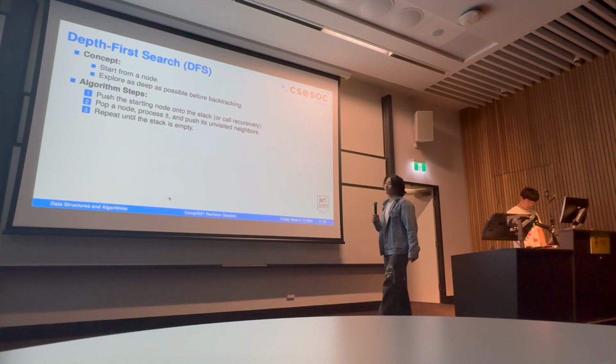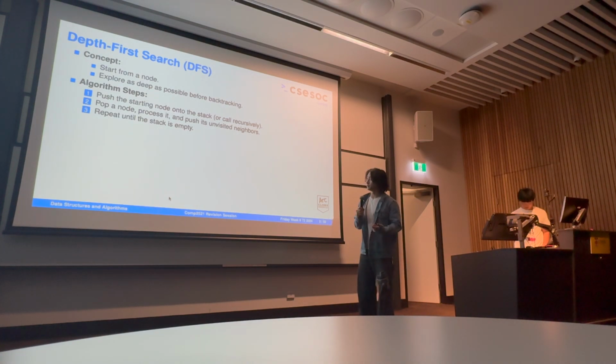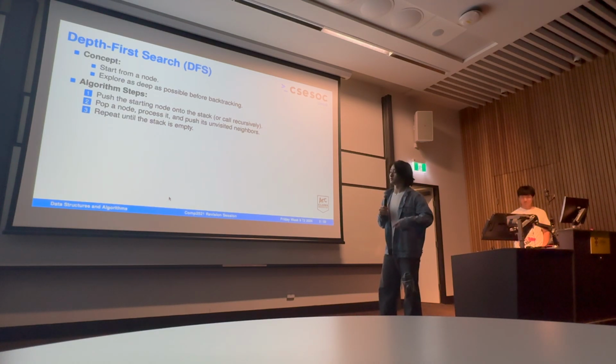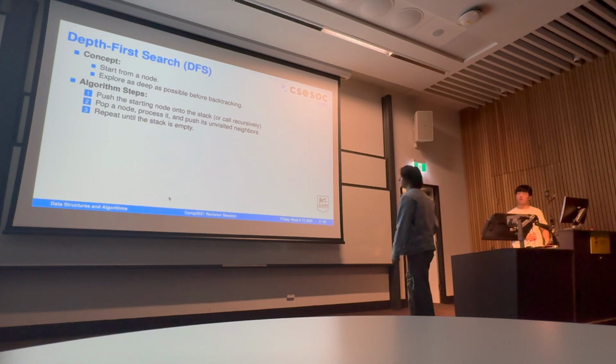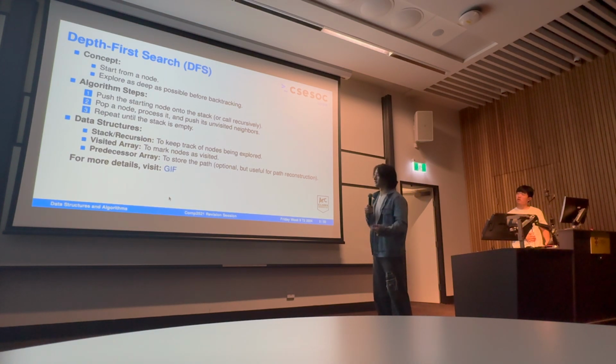So the steps of this algorithm are we need to push the starting node onto the stack. Now we can explicitly use a stack, or we can use the call stack. And then we pop a node, we process it, so do whatever we want to it, and push its unvisited neighbors. And we repeat until the stack is empty. So you can see it mirrors BFS very closely, except instead of a queue, we use a stack. The data structures we need are a stack, a visited array, and a predecessor array.